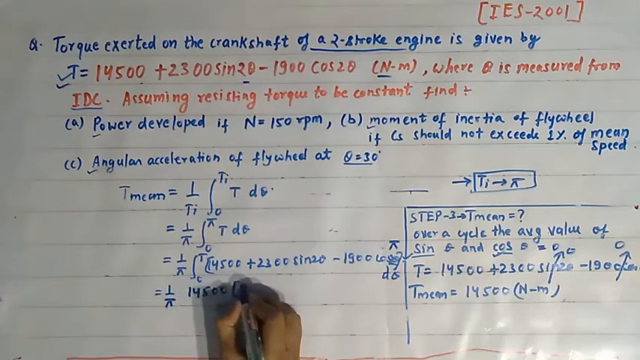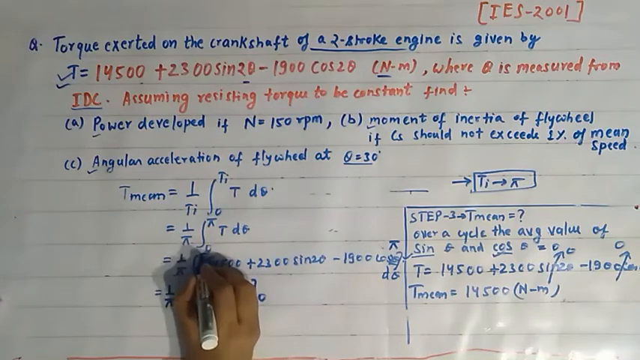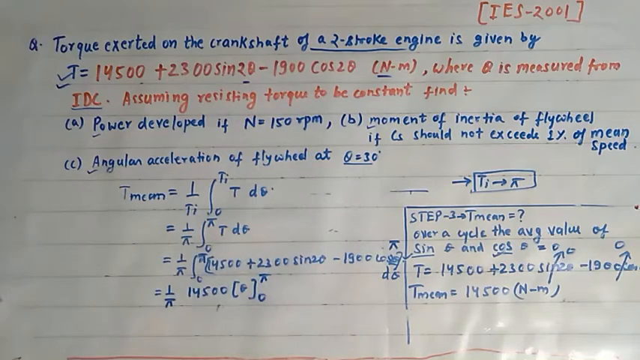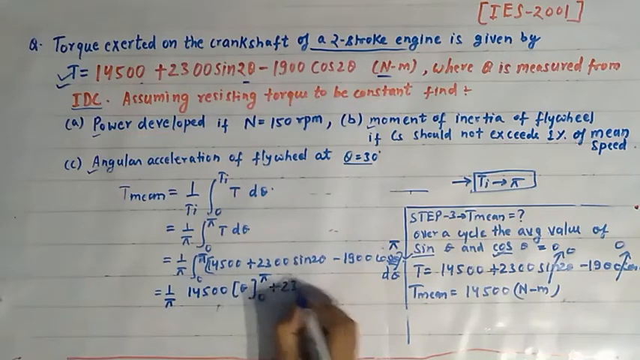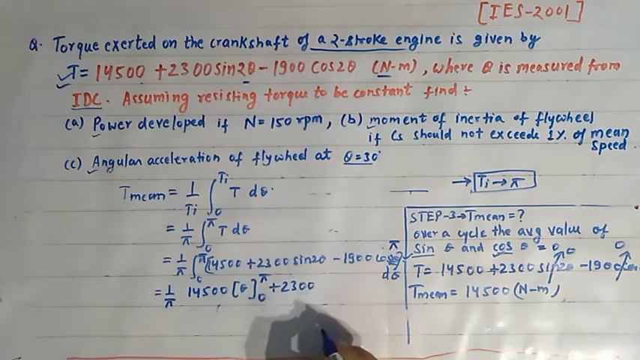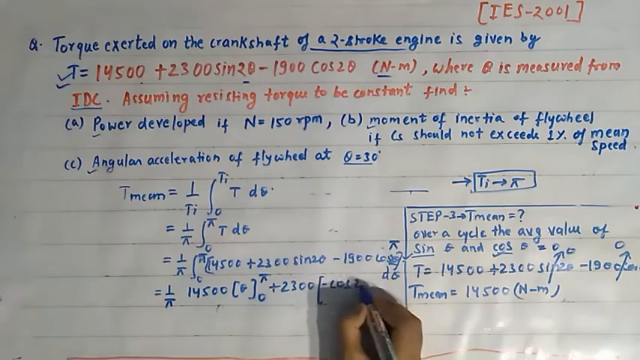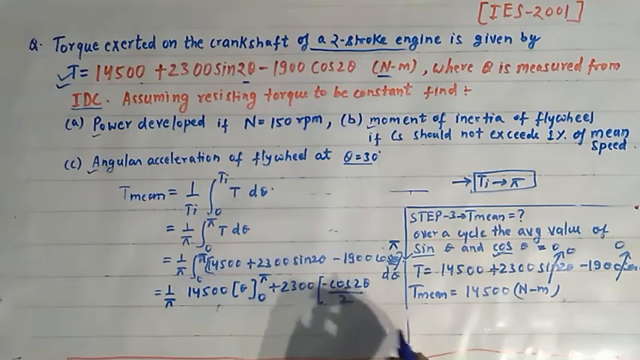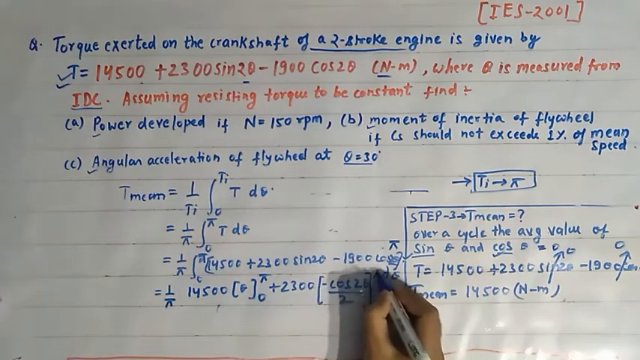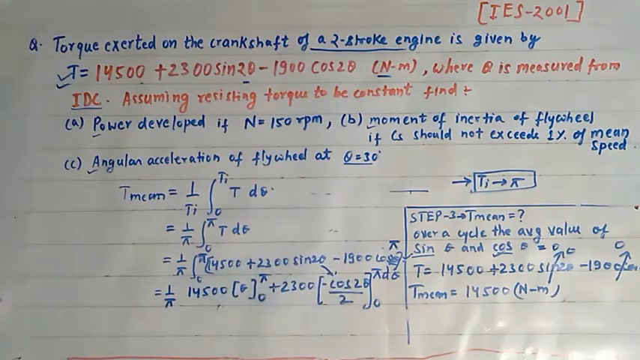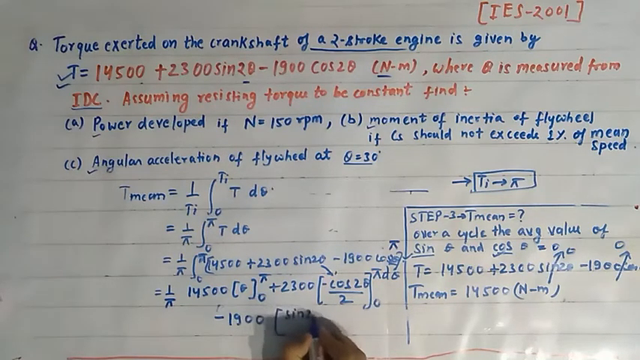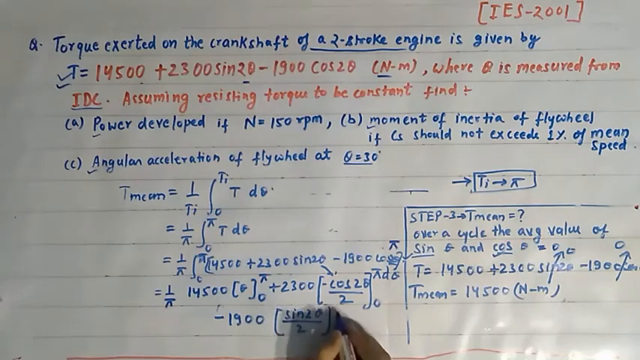We will integrate this. It will come as 14500 theta from 0 to pi, plus 2300 times minus cos 2 theta divided by 2, from 0 to pi, that is the integration of sine 2 theta is this term, and minus 1900 times sine 2 theta divided by 2, from 0 to pi. Integration of cos 2 theta is sine 2 theta divided by 2.